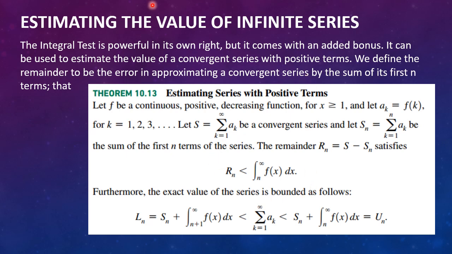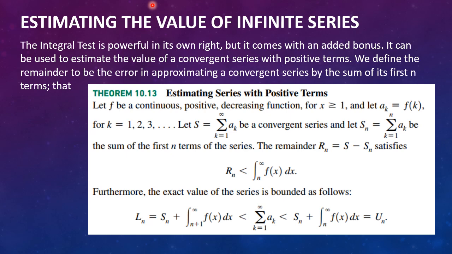Theorem 10.13, estimating series with positive terms. Let f be a continuous positive decreasing function for x greater than or equal to 1, and let a sub k equal f of k for k equals 1, 2, 3, and so on. Let S equal the summation from k equals 1 to infinity of a sub k be a convergent series, and let S sub n equal the summation from k equals 1 to n of a sub k be the sum of the first n terms of the series.